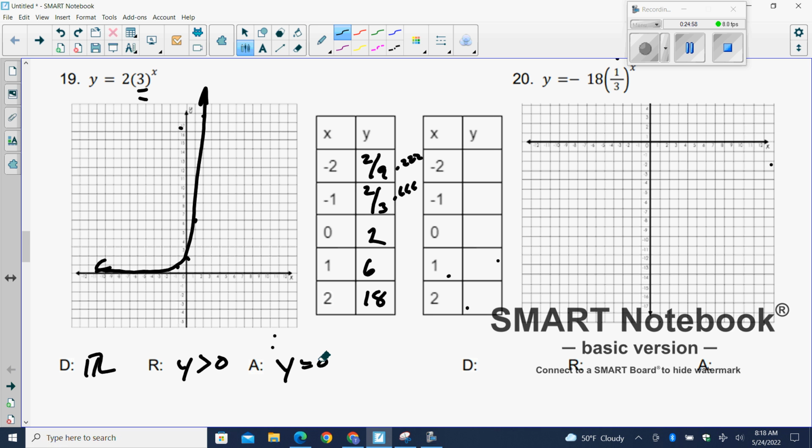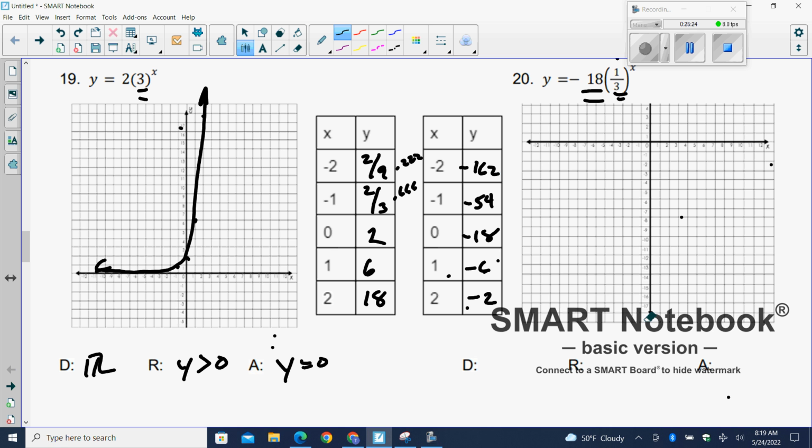Question 20. If x is 0, y is a negative 18. That is my y-intercept. When I go to 1, this 1/3 says I'm going to divide by 3, so I get negative 6. I divide by 3 again, I get negative 2. Going the other way, I multiply by 3 and I get negative 54. And I get negative 162.